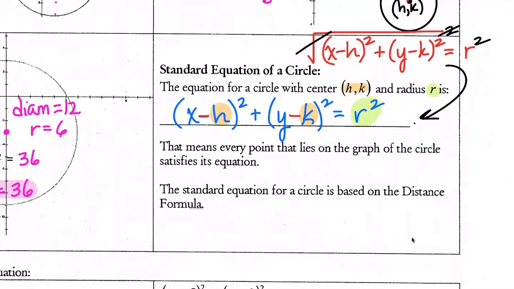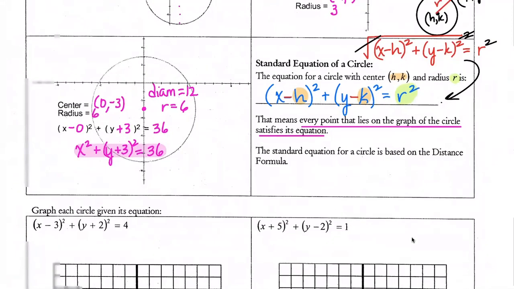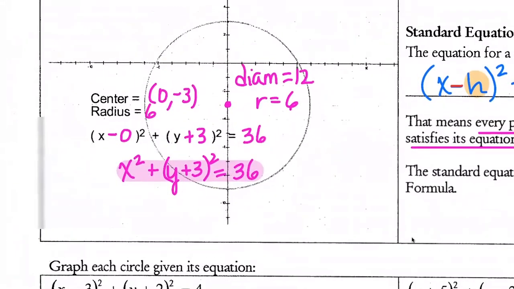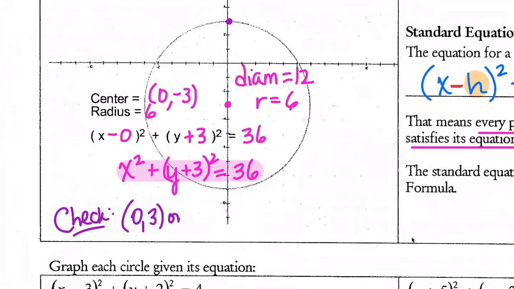So also that means that every point on the graph of the circle will make its equation true. So let's just check that, for example, for this problem, a nice simple calculation here. So the point 0, 3 is on the graph, which means it should make its equation true.